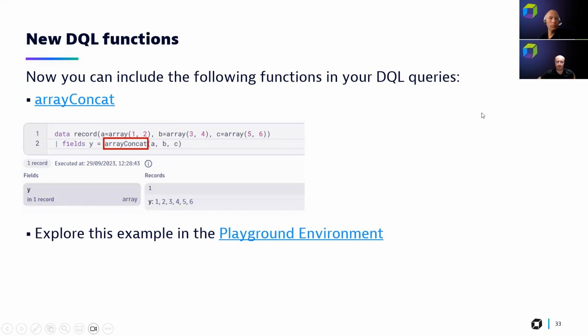The next one is that we introduce the array concat function in DQL. It helps you concatenate multiple arrays into a single array. This function skips all null values and non-array input parameter values, just for information. This example is just combining these two different arrays, but if no array parameter is available, it returns null. You will see this example in the main environment.